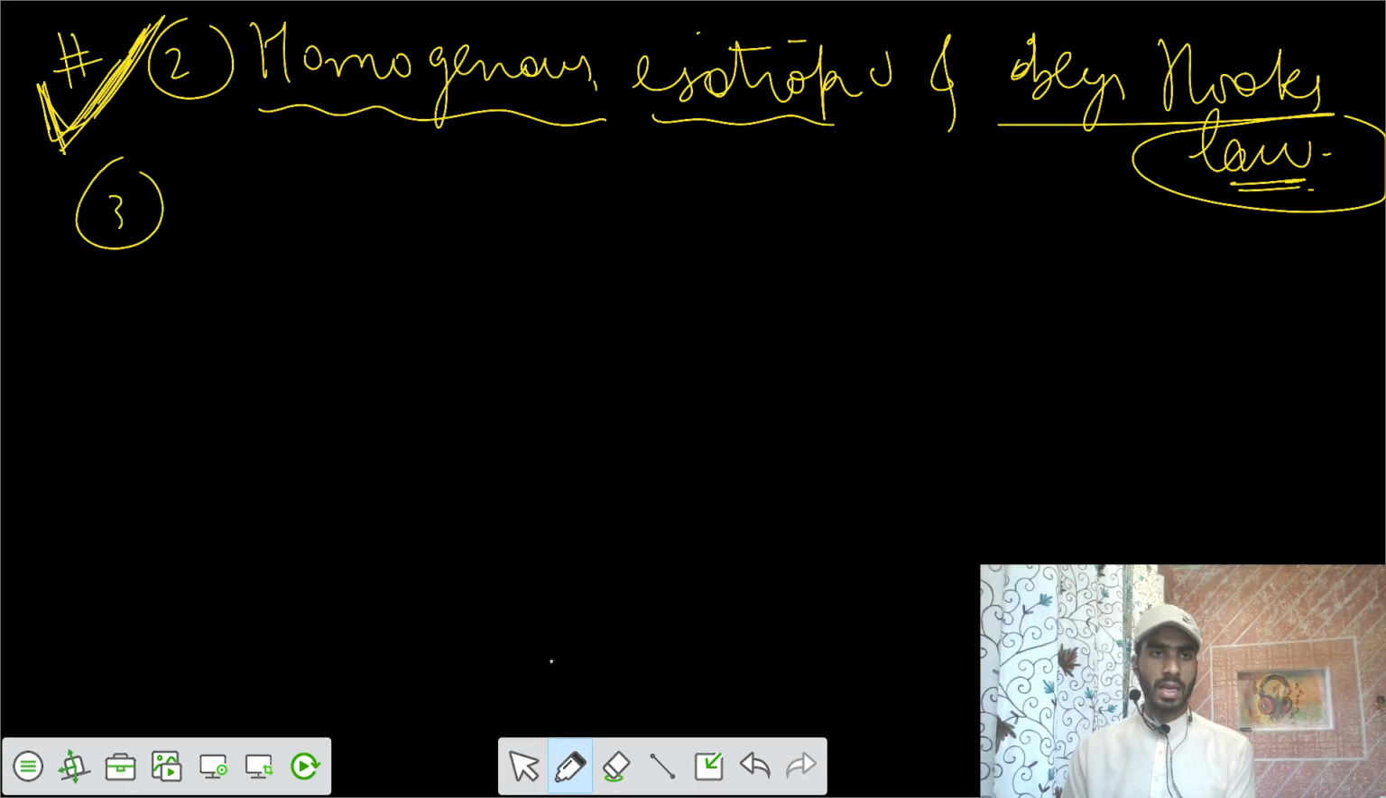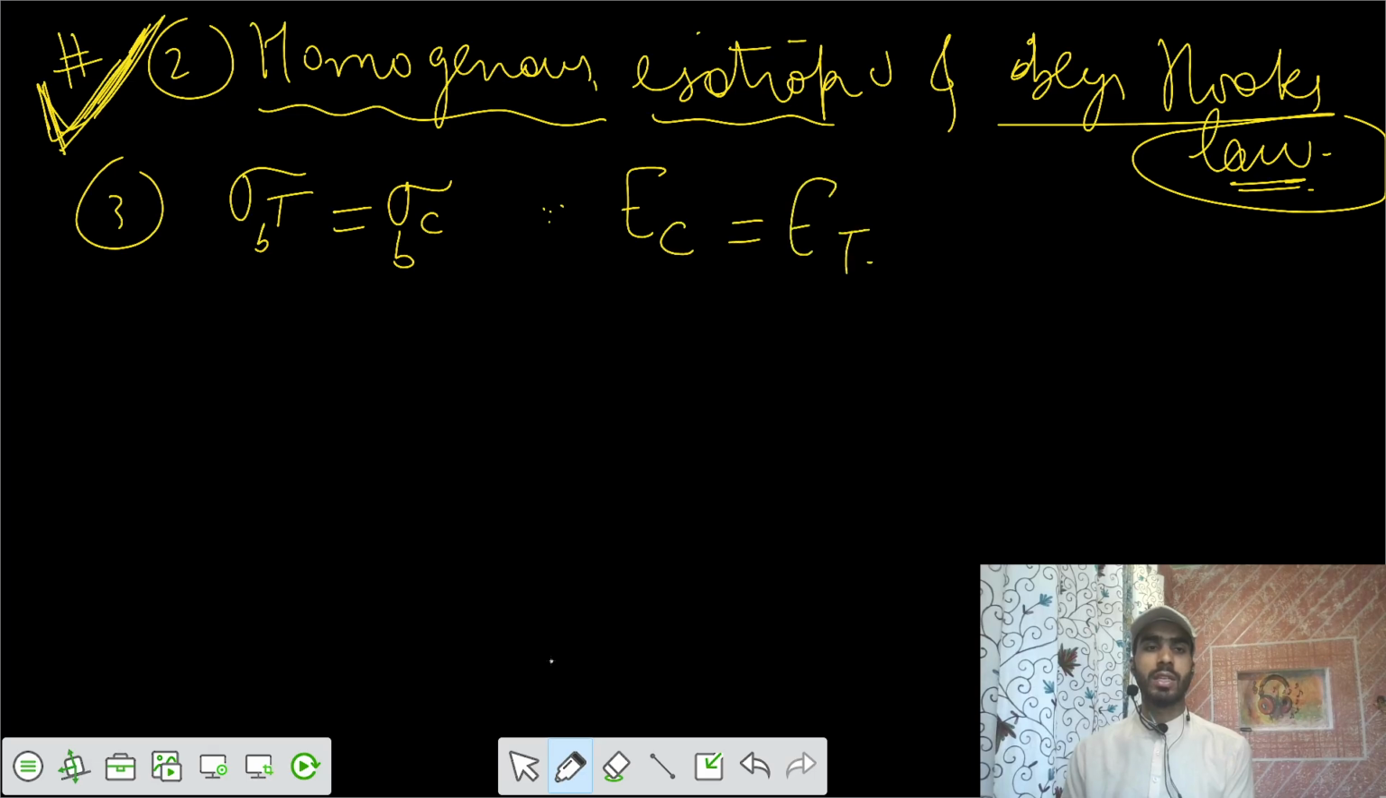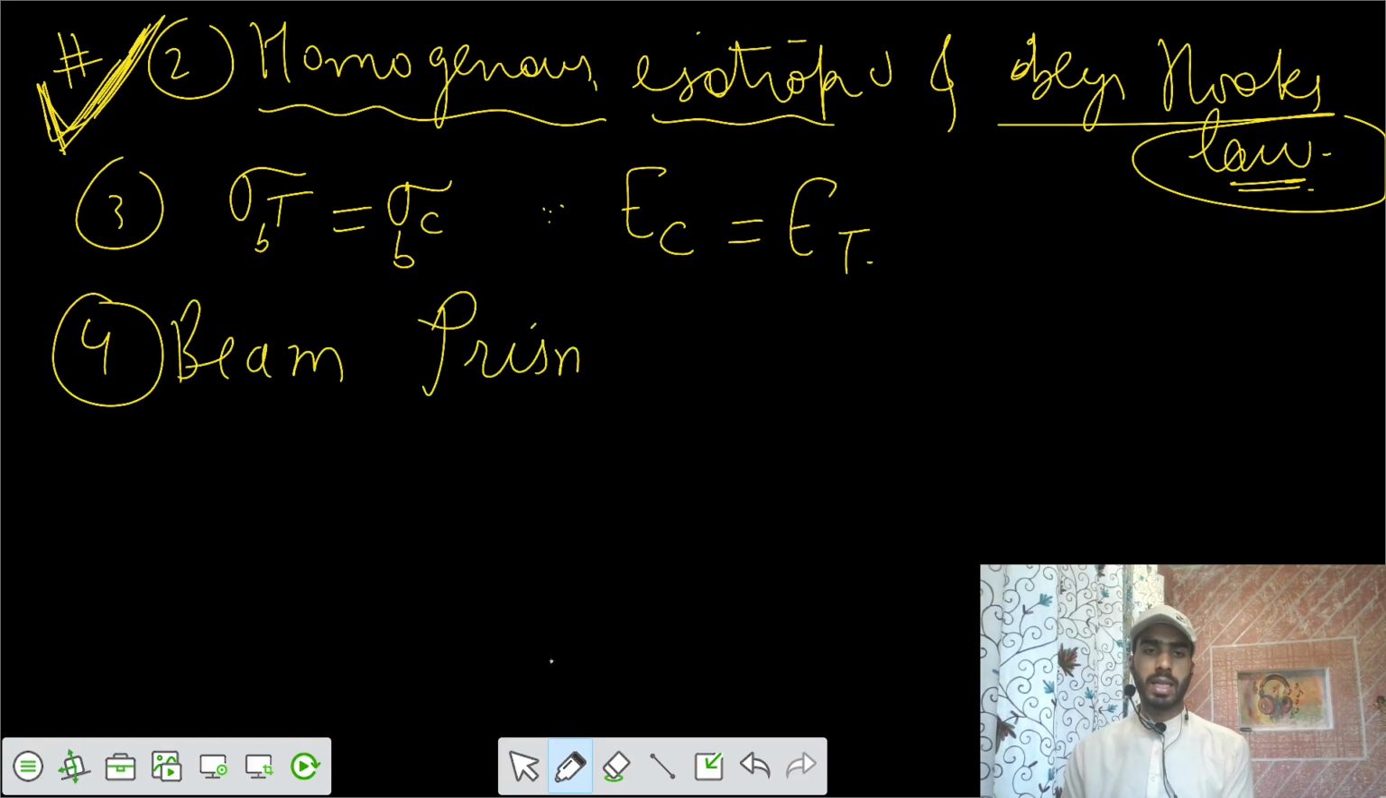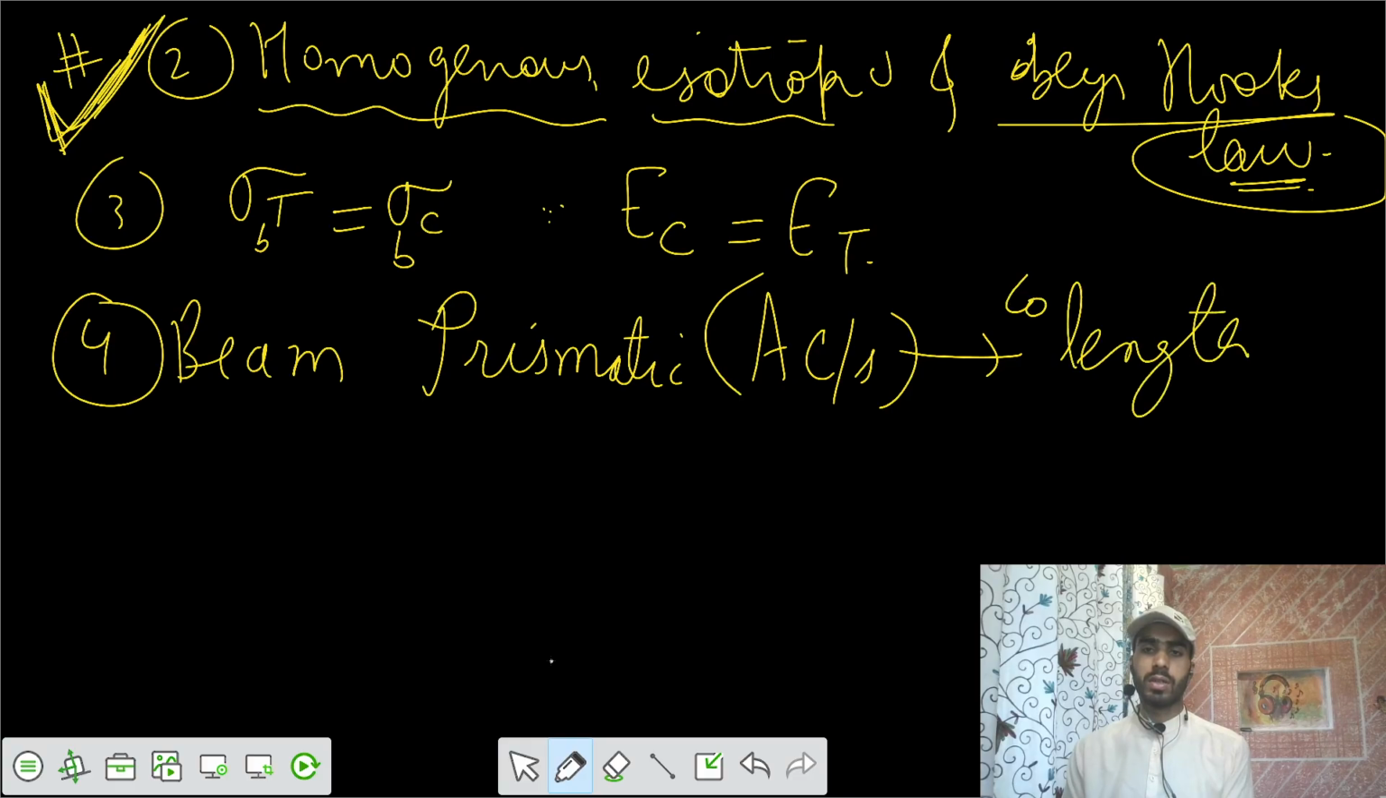And third is that because we have bending stresses, we have tensile stresses and compressive stresses. We can say bending tensile stresses and bending compressive stresses. So we say the modulus of elasticity in compression equals the modulus of elasticity in tension. This is assumption 3. Fourth is that the beam is prismatic. That means the cross-section area is constant throughout the length.